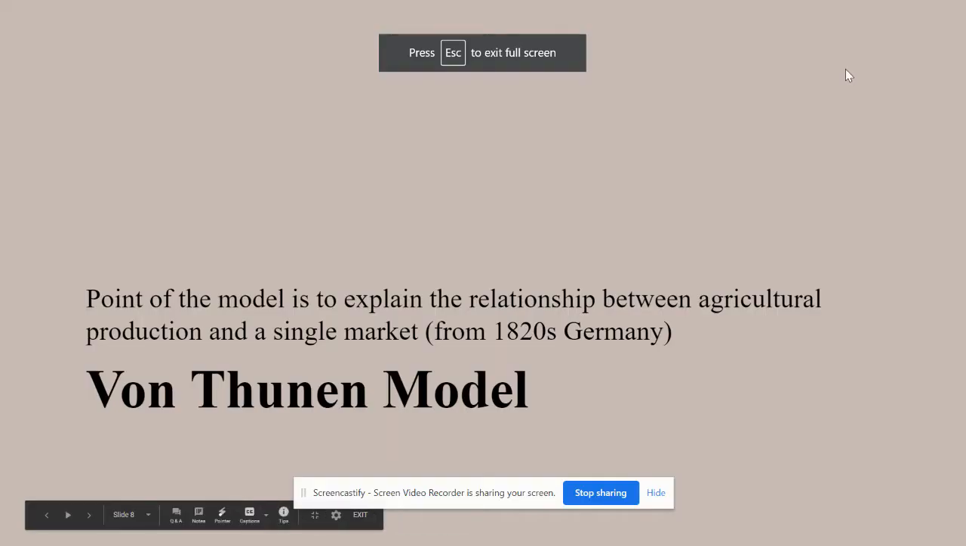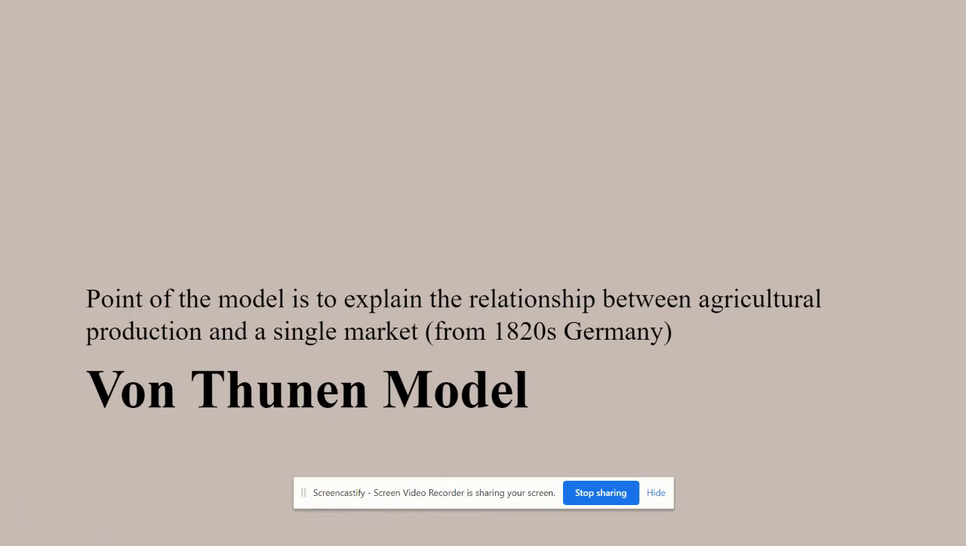All right, we are going to be talking about the von Thunen model. This is one of the most important models that we talk about in this class, and really at the heart of the agricultural unit, which is talking about the use of land in agriculture and how we can predict how agricultural land is used in relationship between a market and the outlying area.